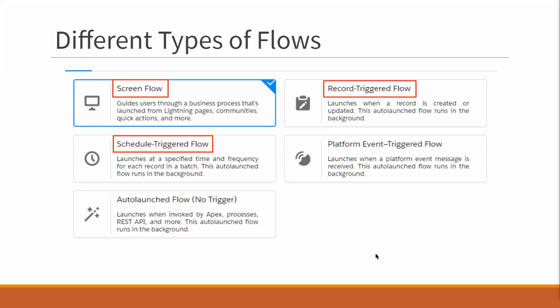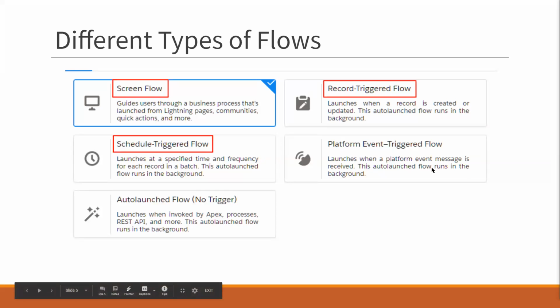And then the last one on here is an auto-launched flow. If you want to create a flow that is called from Process Builder, you can use this one right here. So nothing is triggering it to happen. It is being called by something else.